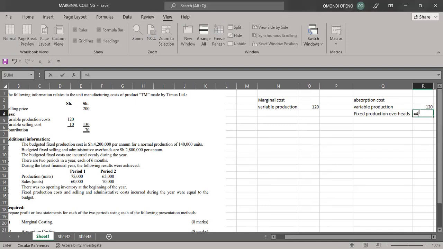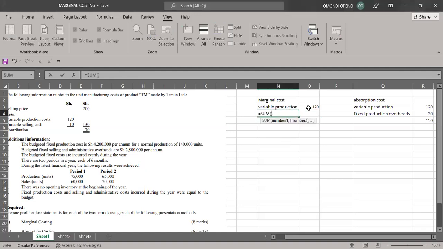You take 4,200,000, you divide by 140,000. What are you getting as the fixed production cost per unit? Yes, what are you getting? Good. So we are getting 30. We are getting 30. Good. So that will give us total absorption cost because it is only fixed production overheads that is forming part of the product cost. All right.